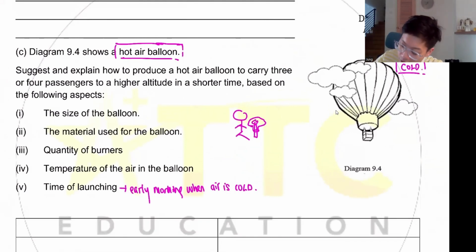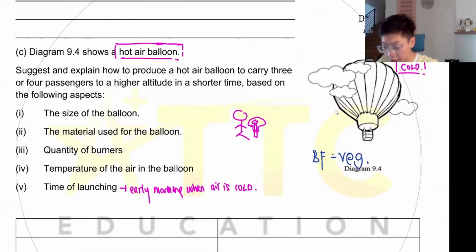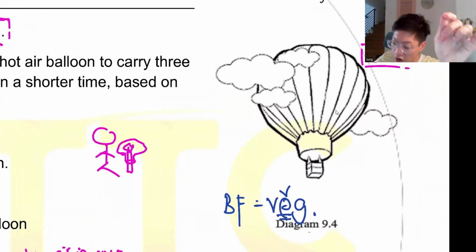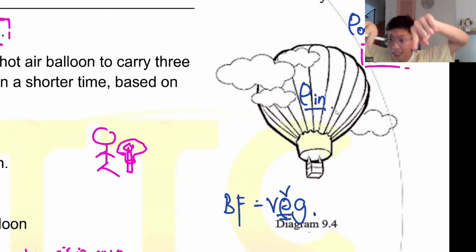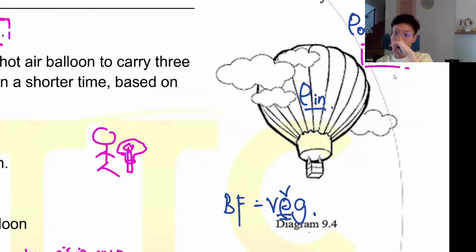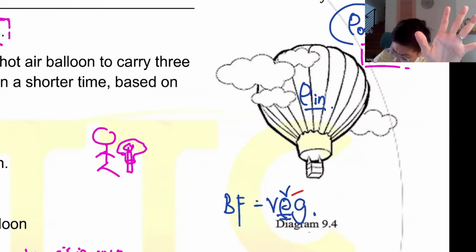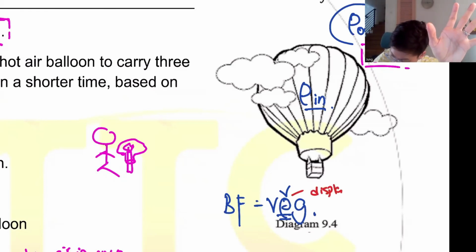Because here we talk about buoyant force. For buoyant force, we have this thing called V rho g, correct? Now, this rho, which is the density, do we use the density of the inside, or the density of the outside? Which one, guys? We will usually use the density of the outside one. Do you know why? Because this is the density of the displaced fluid.